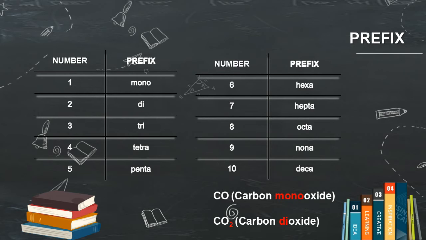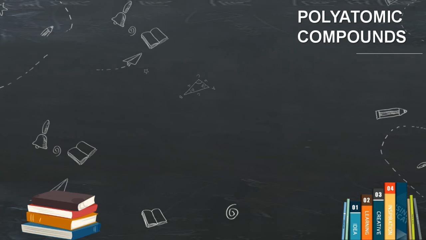And these are the numbers and the prefixes that you should memorize. But the prefix mono is usually deleted from the name when only one atom of the first element is present. For example, CO is named carbon monoxide and CO2 is called carbon dioxide.